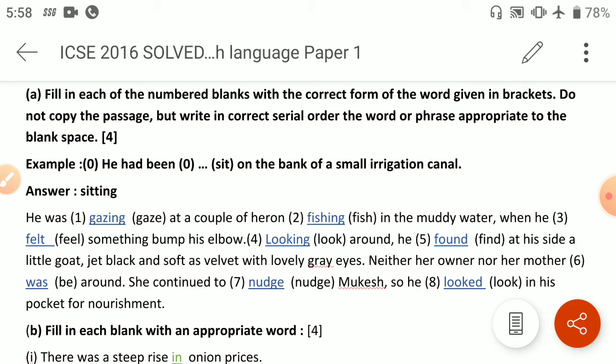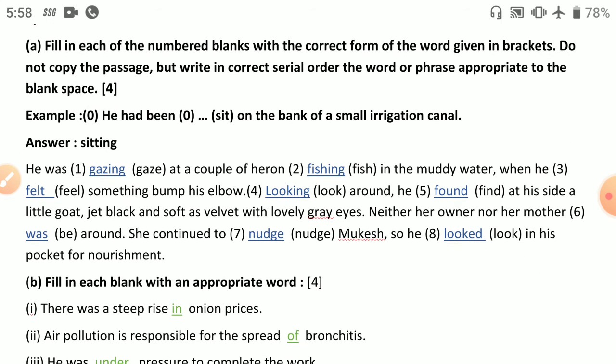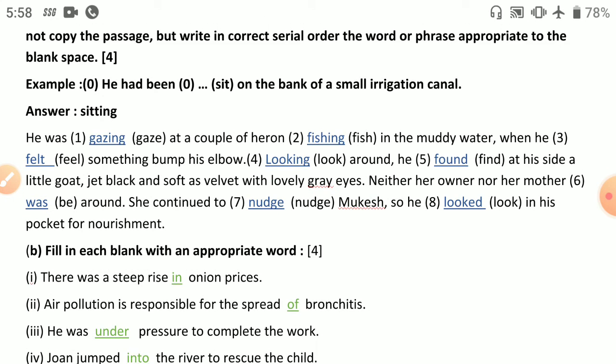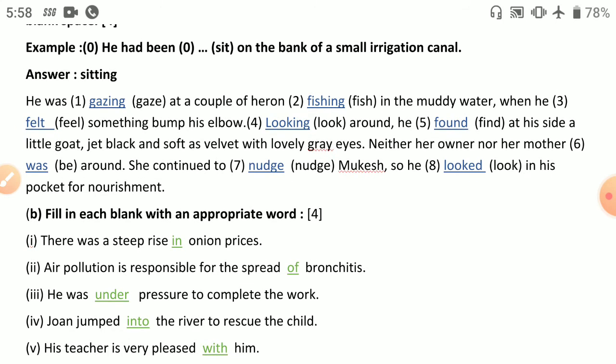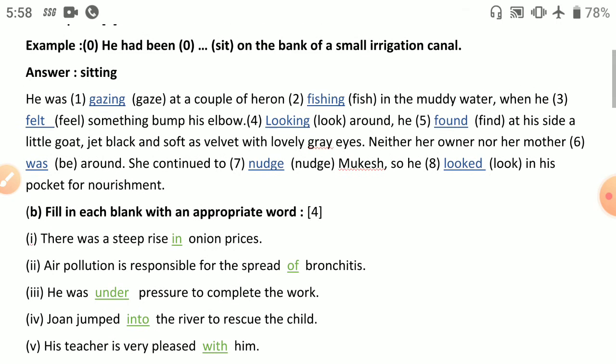The first one over here, they had given us, see, it is a past tense. He had been sitting, so had been means it is in past tense. He had been sitting on the bank of a small irrigation canal. From the next line onwards we have to start solving: he was gazing at a couple of herons fishing in the muddy water when he felt something bump his elbow. Full stop. After that, there is a full stop, so definitely it would be a participle. Looking around, he found at his side a little goat, jet black and soft as velvet, with lovely grey eyes.